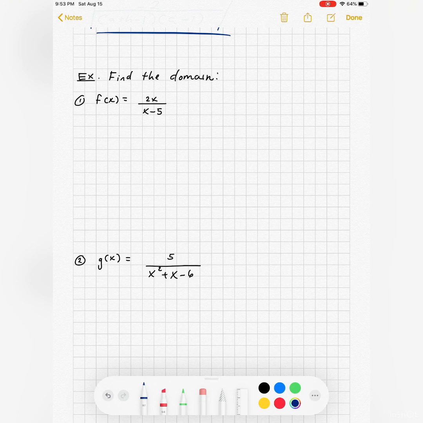So what else is in this section? Here's a little review of find the domain. Okay, so the domain is the set of all allowed x values, all inputs for which the function is defined.